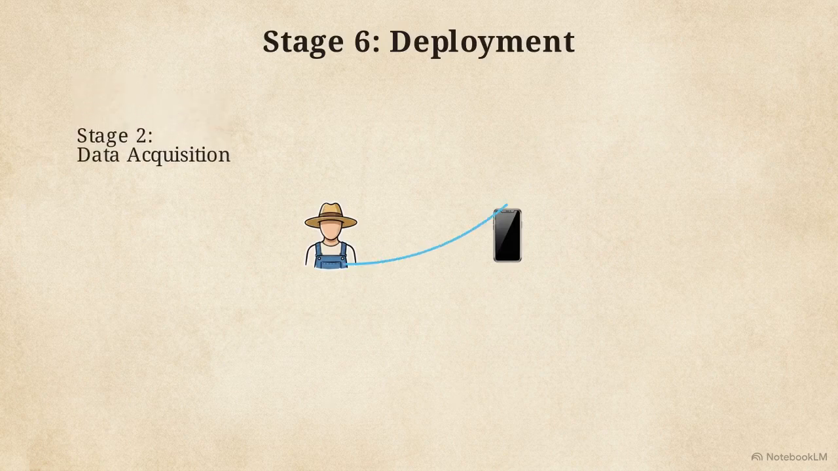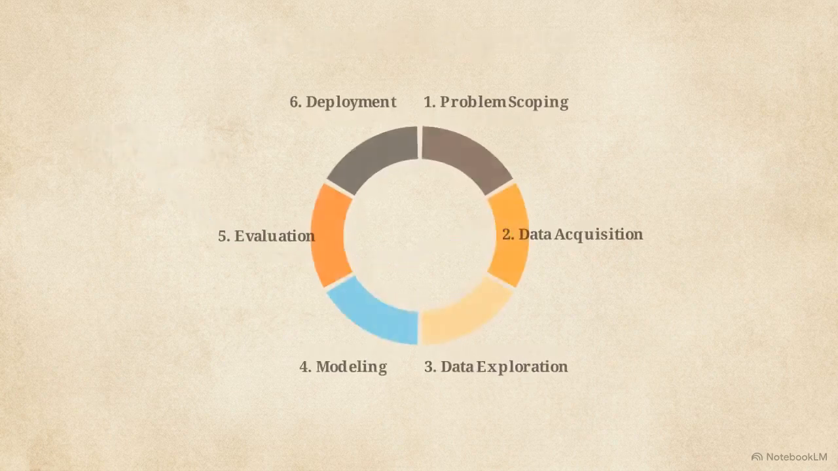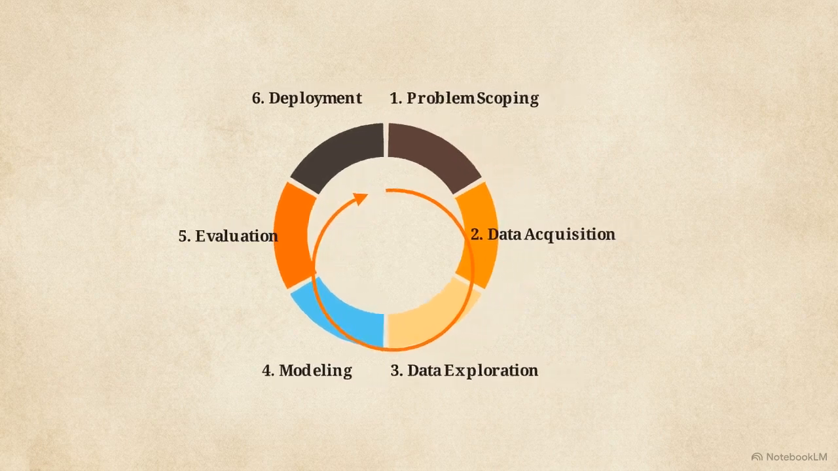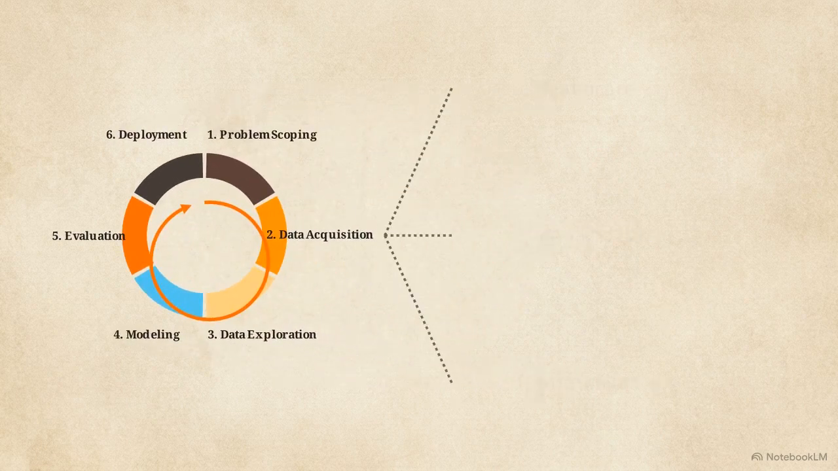Finally, Stage 6 is deployment. The model transfers into a smartphone app. As farmers scan crops, fresh data feeds back into the system. The launch is a trigger, not an endpoint. Post-deployment monitoring ensures the system catches new variations of the disease, making this a continuous, living cycle of improvement.